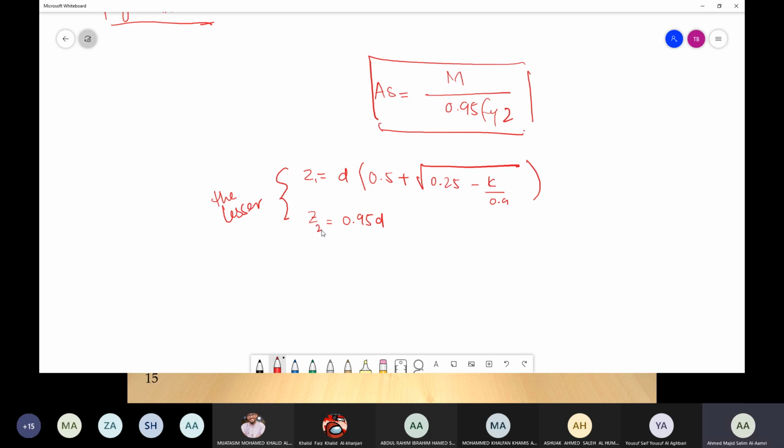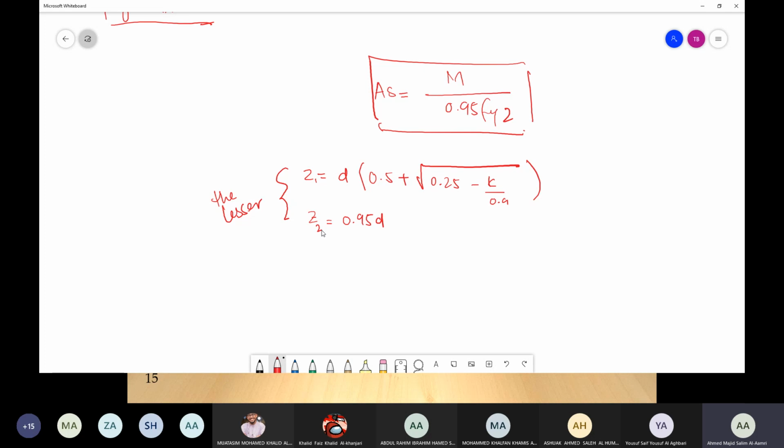If Z1 is lesser than Z2, then there is no problem. If Z1 is more than Z2, then there is a problem because it exceeds Z2. So what we are going to do is take Z2 only. So in both scenarios, we are going to take the lesser of the two.